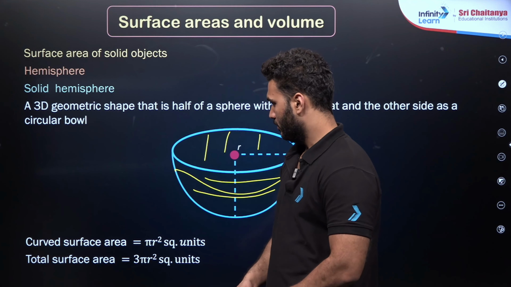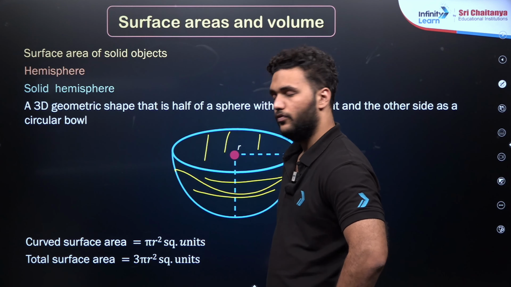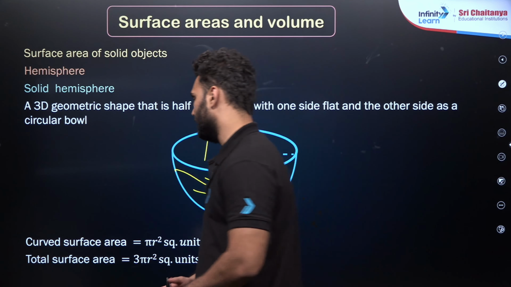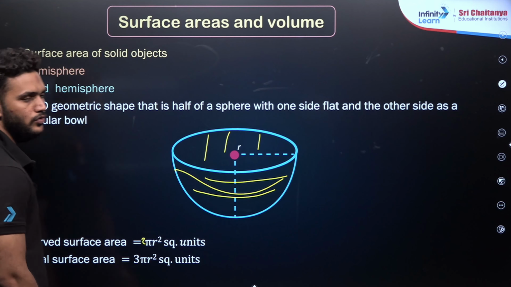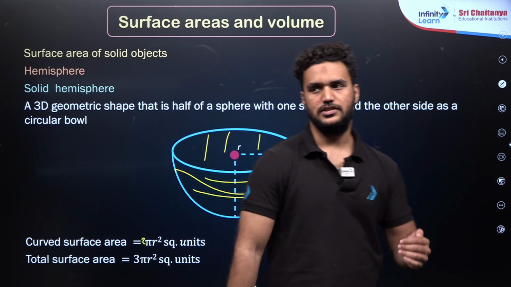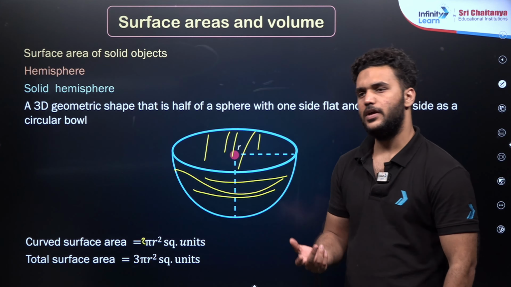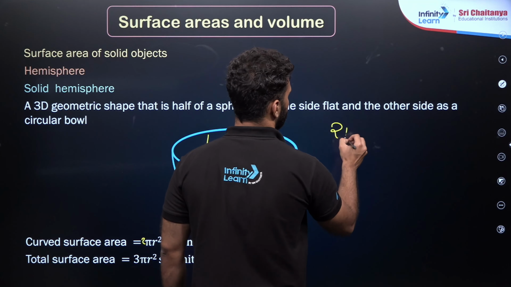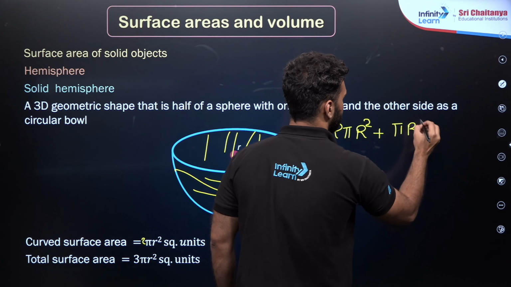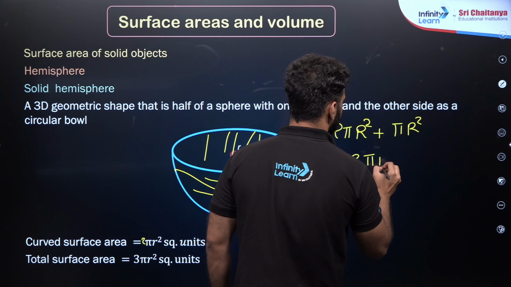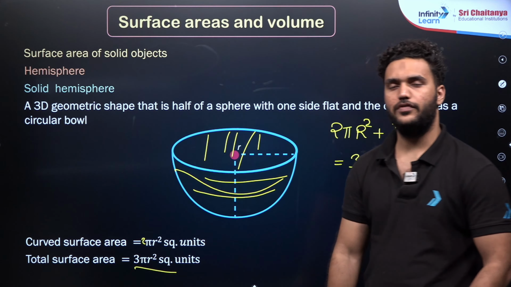What is the area of the sphere? 4 pi r square. Then what is the curved surface area for this hemisphere? 2 pi r square, half of the sphere. Now, sir, we have to find the area of this also for the total surface area. Okay, then just add 2 pi r square plus pi r square. You will get 3 pi r square. This is your total surface area of a hemisphere.